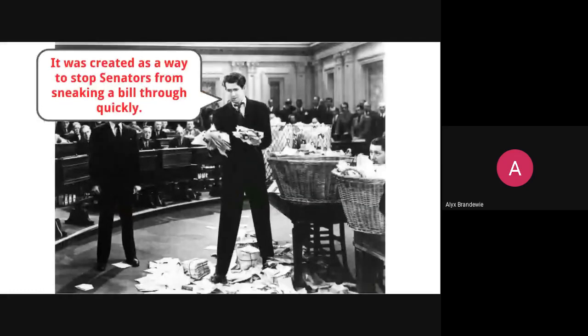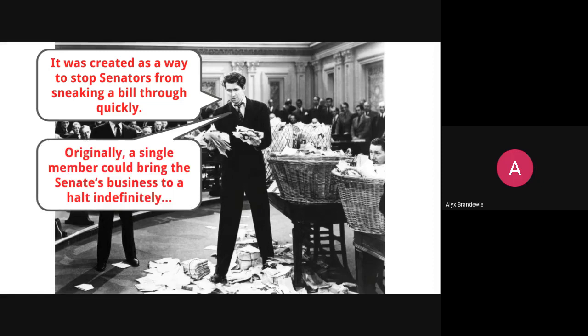The filibuster is created as a way for senators to kind of make sure that none of their colleagues are sneaking a bill through quickly. That we are given plenty of time to look at all of the different pieces of a bill, to look at all of the different parts, to look at all of the different changes that might come from a bill before voting on it. So that's why filibustering is invented or created in the first place.